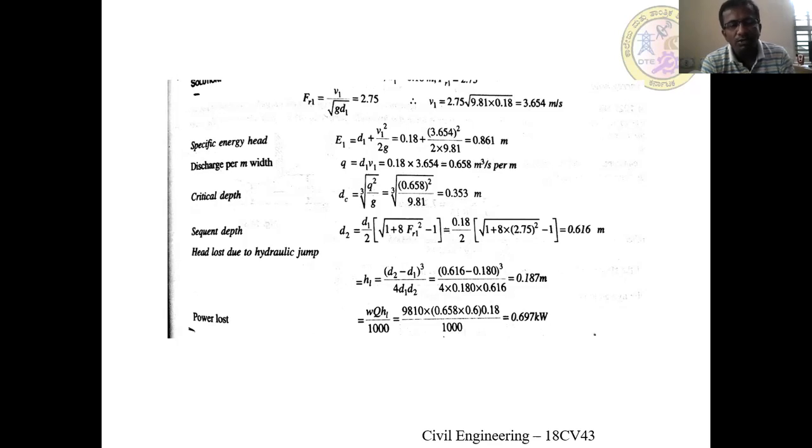Head loss in hydraulic jump is (d2 minus d1) whole cube by 4 d1 d2. We know all the parameters, so substitute it and get the loss of head as 0.187 meter of water. So power loss equals w Q HL by 1000. Here capital Q stands for discharge in the channel, for the full channel width of 0.6 meter, not the unit discharge. Be careful. So it is 0.658 into 0.6. So we get around 0.697 kilowatts as the power loss for this given data.